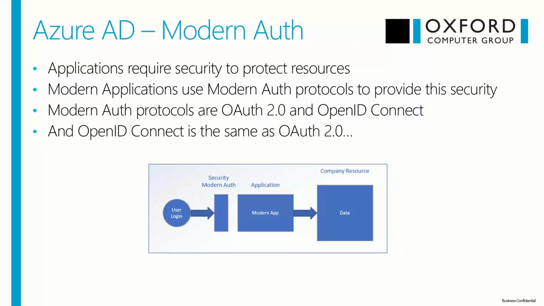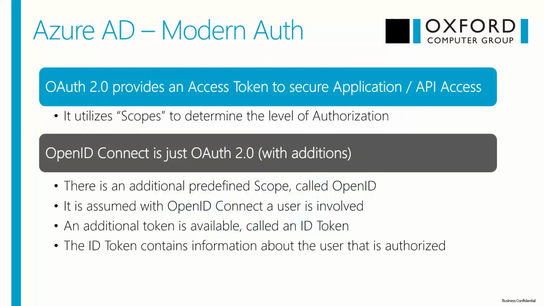Modern protocols are OAuth 2 and OpenID Connect, which I said before. And the first step in understanding those two is that OpenID Connect is really just OAuth 2. OAuth 2 provides an access token to secure application access. And OpenID Connect is just OAuth 2 with an additional scope and an additional token that's available, an ID token. An ID token specifically talks about the user that has access to whatever you're trying to get to. I'm going to go into this in a little bit more detail.